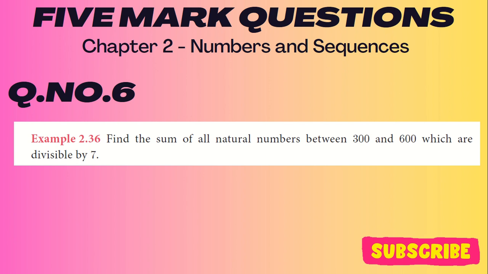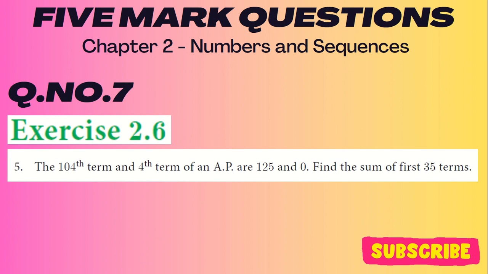Example 2.36. Find the sum of all natural numbers between 300 and 600 which are divisible by 7. This is very important. They are asking us to write the natural numbers between 300 and 600 which are divisible by 7. So make note of that and read this one accordingly, my dear children. And next is question number 7.